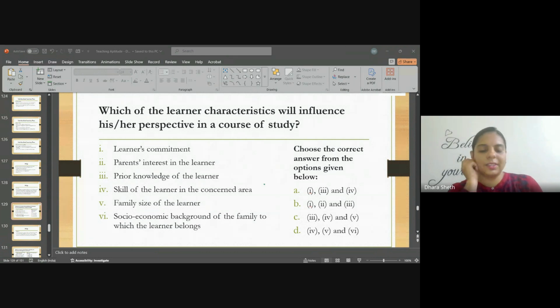Learner's commitment, parents' interest in the learner, prior knowledge of the learner, skill of the learner, family size of the learner, and socio-economic background.